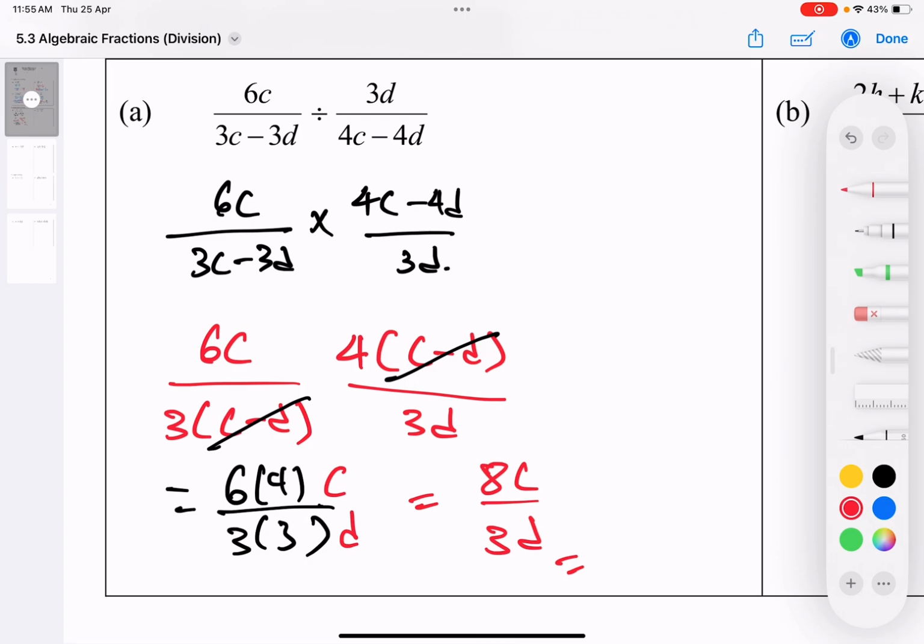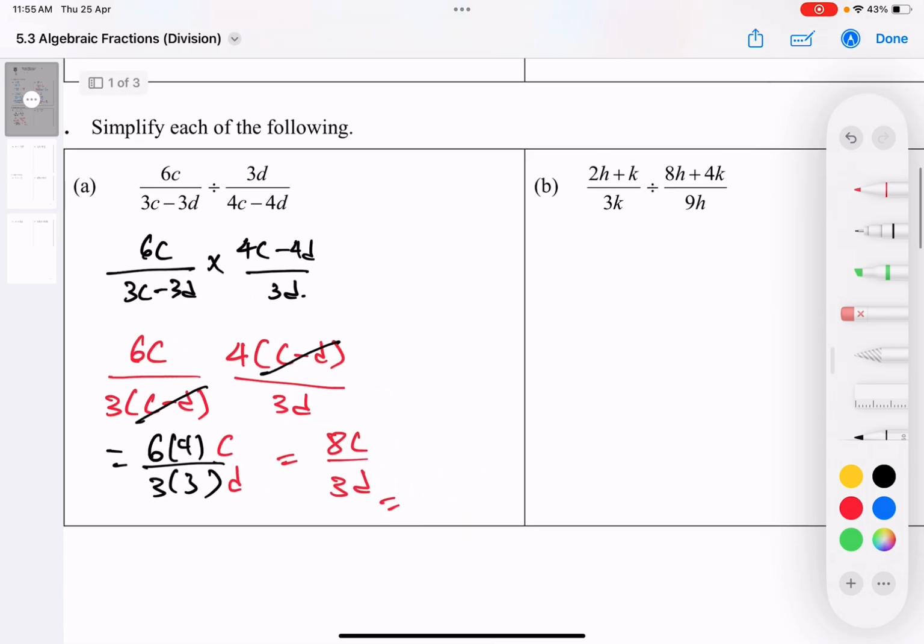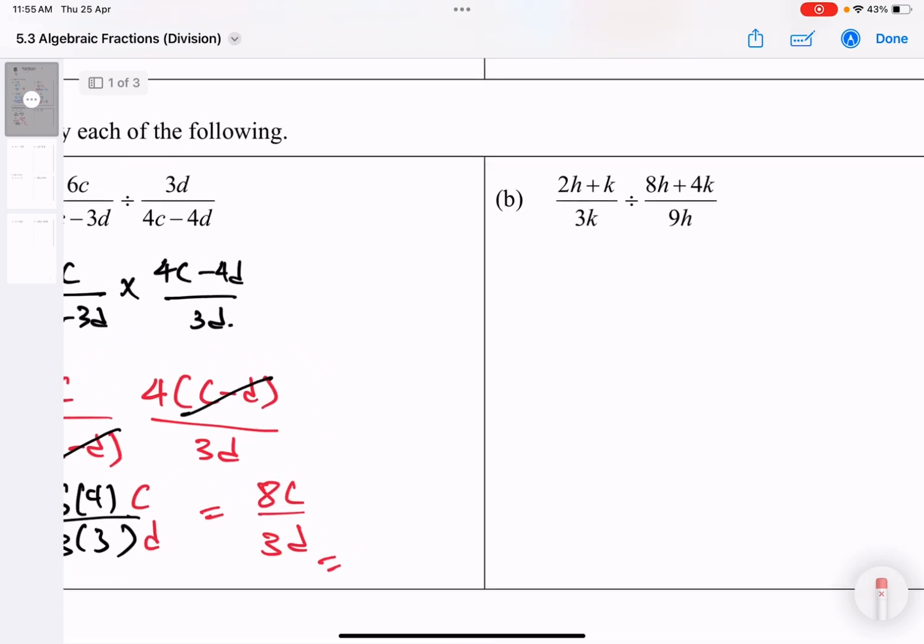So the strategy is all the same. If you see any plus and minus, you factorize first. If you don't see any plus and minus, then just continue. Alright, let's look at the next one.